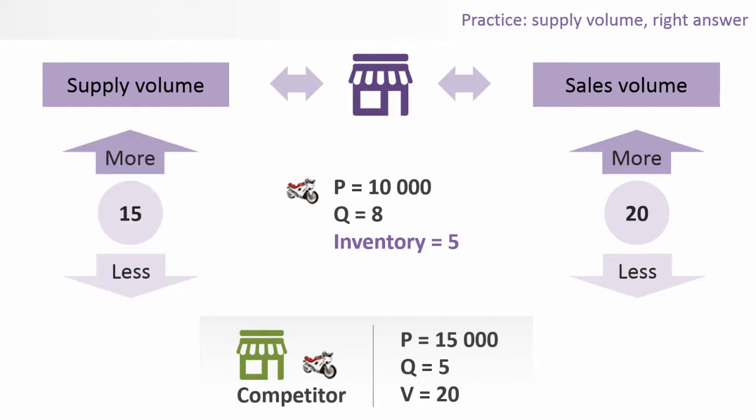Congratulations! Your answer is correct. Indeed, we plan to sell more than 20 units, and our inventory is only 5 units. The purchase volume should be not less than 15 motorcycles.